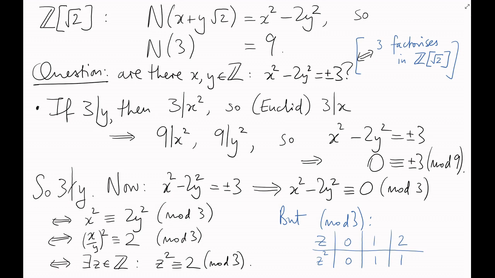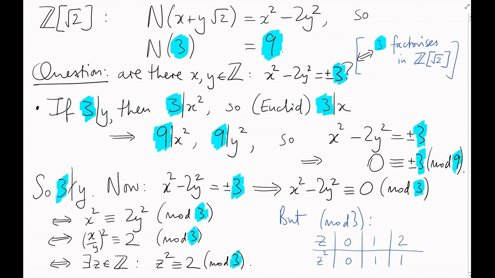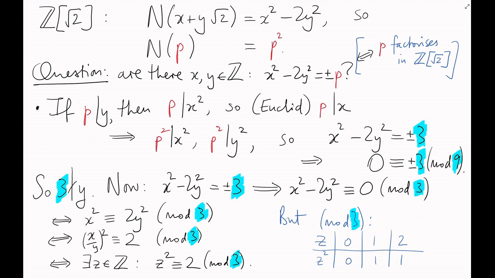In fact, this argument applies more generally. I'm going to go through this argument, replacing all instances of 3 with p for some rational prime p. The element p factorizes in Z adjoin root 2 if and only if there are integers x and y such that x squared minus 2y squared equals plus or minus p. If p divides y, then both x and y are multiples of p, so x squared and y squared are multiples of p squared, so we get 0 is plus or minus p mod p squared, a contradiction.